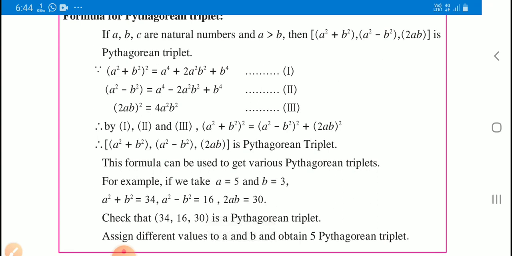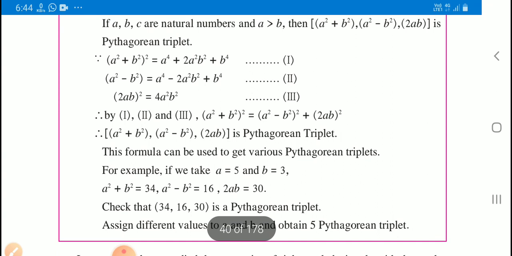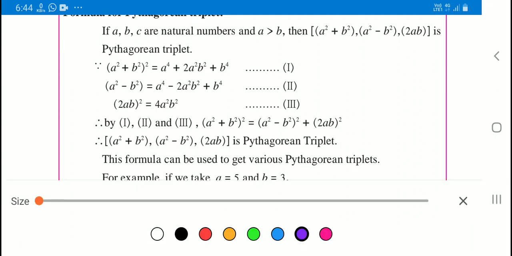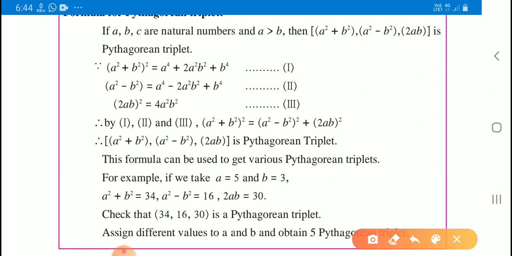a raised to 4 plus 2 a square b square plus b raised to 4. (a square minus b square) squared we can write as a raised to 4 minus 2 a square b square plus b raised to 4. And third one, (2ab) square is equal to 4 a square b square. You can see from the first, second and third, we can write that (a square plus b square) whole square is equal to (a square minus b square) whole square plus (2ab) square.